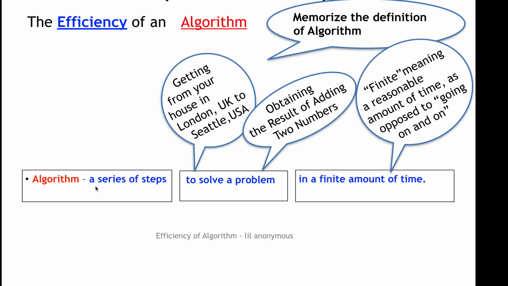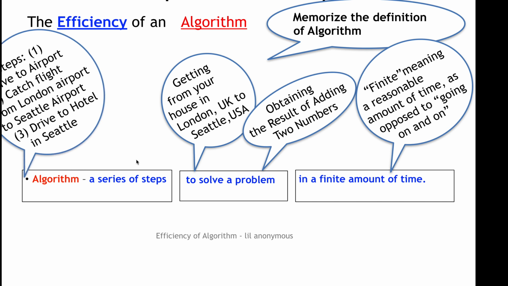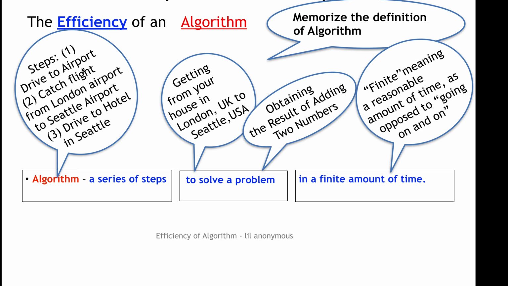And the algorithm has to have a series of steps. So if you get from your house in London, UK, to Seattle, USA, you may 1. Drive to the airport from your house. 2. Catch a flight from London Airport to Seattle Airport. And 3. Drive to the hotel in Seattle.